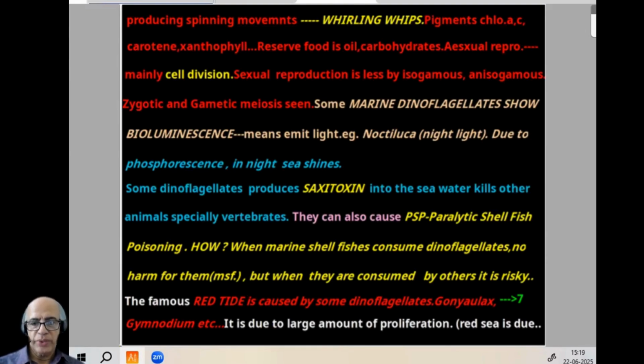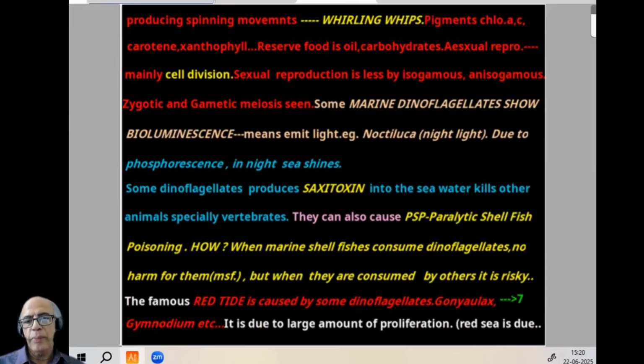Some dinoflagellates produce saxitoxin, a neurotoxin, into the seawater, which kills other animals, especially vertebrates. They can also cause PSP. PSP means paralytic shellfish poisoning. How does it happen? When marine shellfishes consume dinoflagellates, there is no harm for the shellfishes. But when they are consumed by others, it is risky. Similarly, the famous red tide is caused by some dinoflagellates like Gonyaulax, a famous question, Gymnodinium, etc. It is due to a large amount of proliferation, a sudden increase in number.